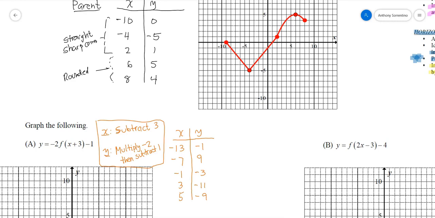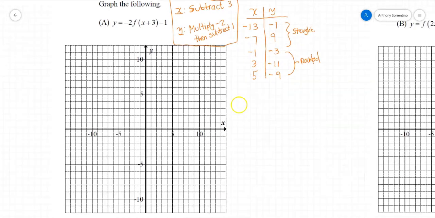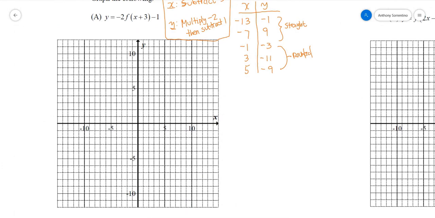Now again, the first 3 are the straight part. So when I start connecting dots, I want to connect them with straight lines. The last 3 together are the rounded part. That also helps me with the drawing process. So now I'm going to use this information to do my new graph. First I'm going to plot my points. And of course, the first 3 I'm going to do with straight lines.